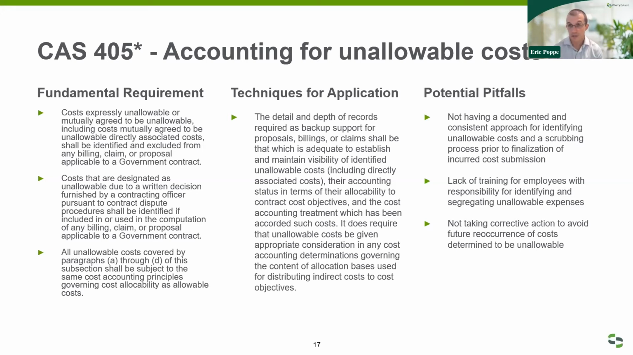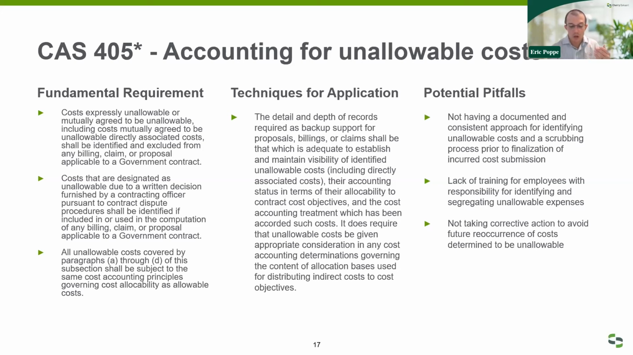Another potential pitfall is just lack of training for employees when it comes to identifying and segregating unallowable costs. And then lastly, not taking any corrective action in the future if there is an issue, and potential recurrence then could apply, and that could then trigger other issues of penalties and items like that. Or maybe not being able to bill indirects, for example, if there seems to be a repetitive occurrence of unallowable costs being in there.